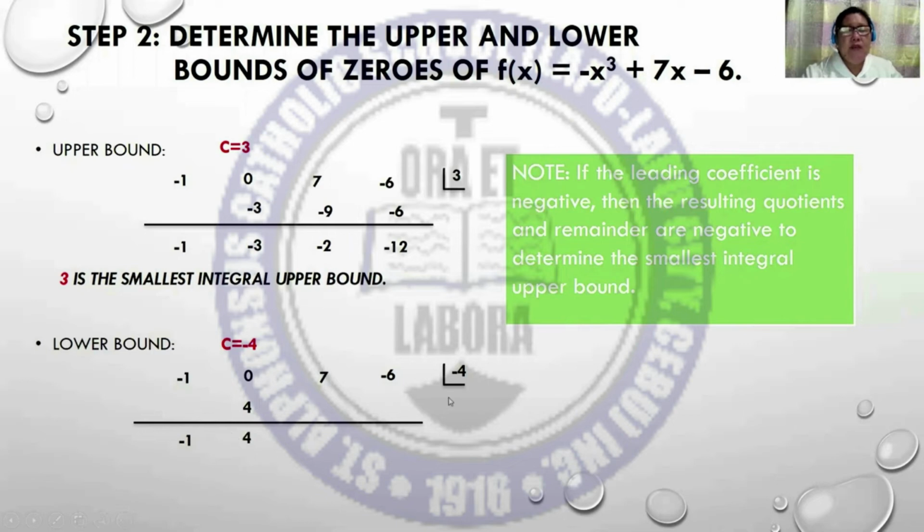And 4 times negative 4, it's negative 16. Combine, the result is negative 9. Negative 9 times negative 4, the result is positive 36. Combine, the result is 30. Therefore, negative 4 is the largest integral lower bound. And they have alternating signs.